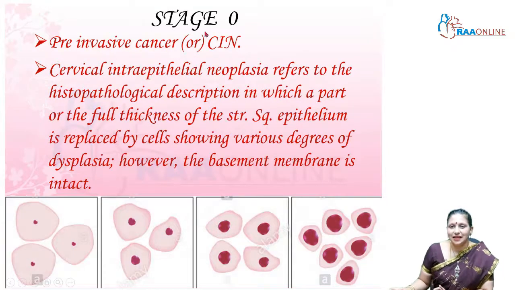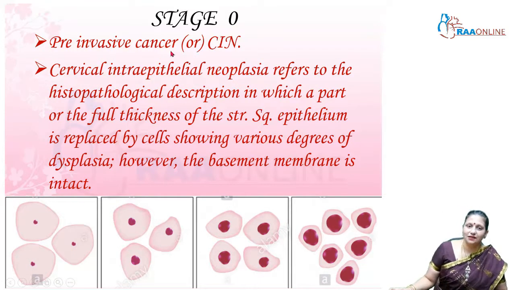Now, coming to stage 0. The stage 0 of carcinoma cervix is also called a pre-invasive cancer or cervical intraepithelial neoplasia. It is called intraepithelial because the basement membrane has still not been breached. And cervical intraepithelial neoplasia refers to the histopathological description in which a part of or the full thickness of the stratified squamous epithelium is replaced by cells showing various degrees of dysplasia. However, the basement membrane is intact, leading to the terminology of intraepithelial.